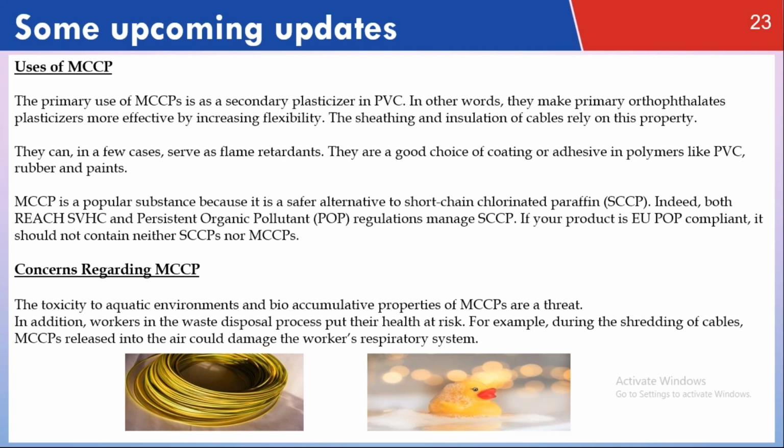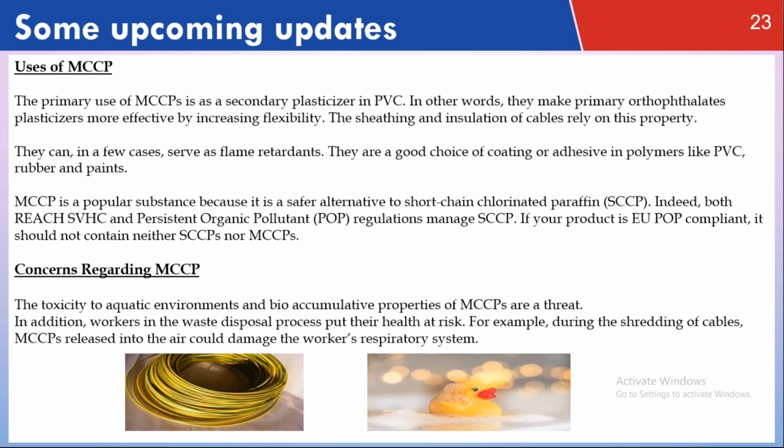MCCP is a popular substance because it is a safer alternative when compared to SCCP. SCCP is short chain chlorinated paraffin. This SCCP is already present in our REACH SVHC list as well as the POP list, the persistent organic pollutant list. They are managing these substances. So if you want your product to be POP compliant, then it should not contain both SCCP and MCCP. So that's all about the uses and applications of MCCP.